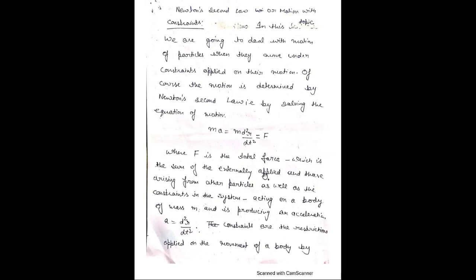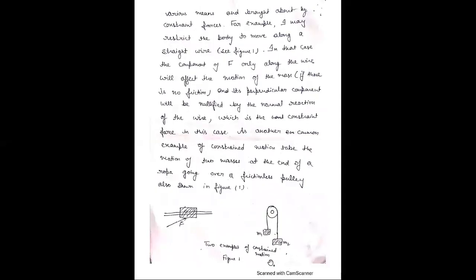F is the total force, that is the sum of externally applied forces and those arising from other particles as well as due to the constraints in the system, acting on a body of mass m and producing an acceleration a equal to d²r/dt². Now the constraints are the restrictions applied on the movement of a body by various means and brought about by various constraint forces. So first of all, here is an example.